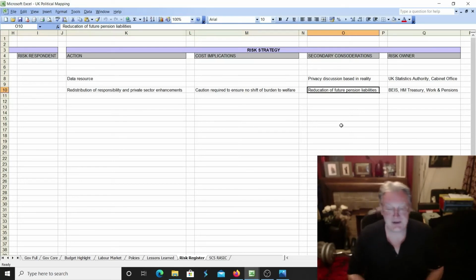I alluded to it as well in terms of this is all purely just giving indications. The secondary consideration is that the larger the size of government, the larger the size of the public sector workforce, the higher the pensions liability becomes.